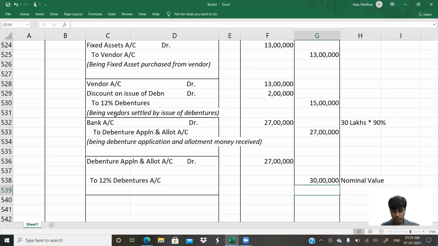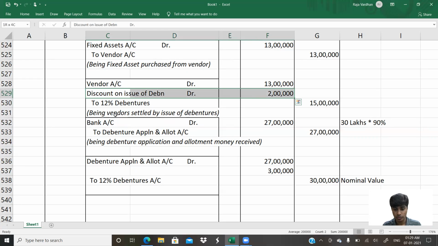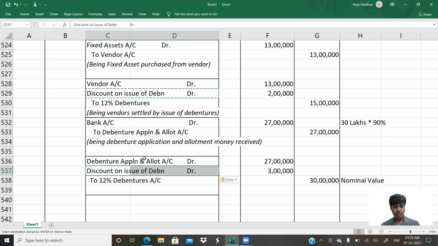Sir, what is the difference of 3 lakhs? That is discount on issue of shares. You can write it as discount on issue of shares and then transfer it to loss on issue of shares. Or in fact, if you want, you can straight away write it as loss on issue of shares. No, sorry, loss on issue of debentures. How much? 3 lakh.